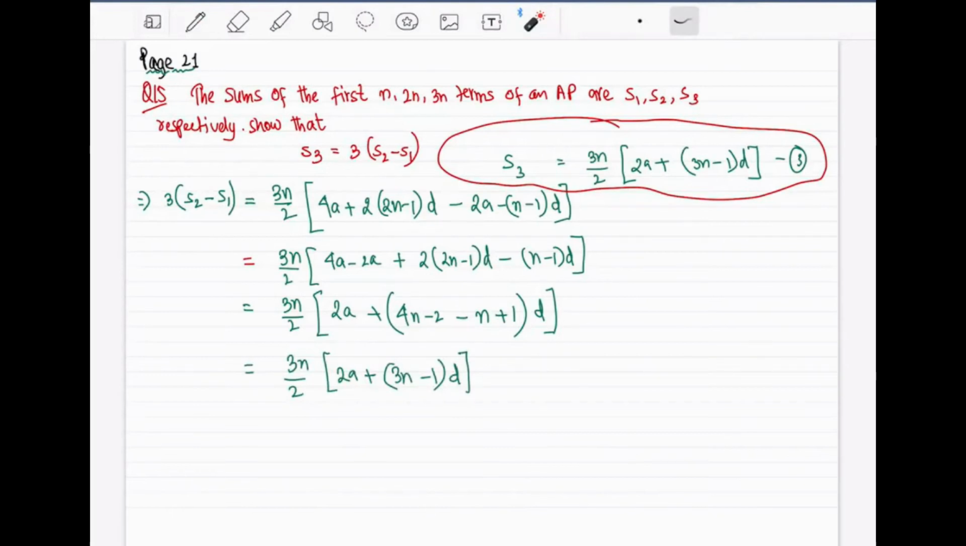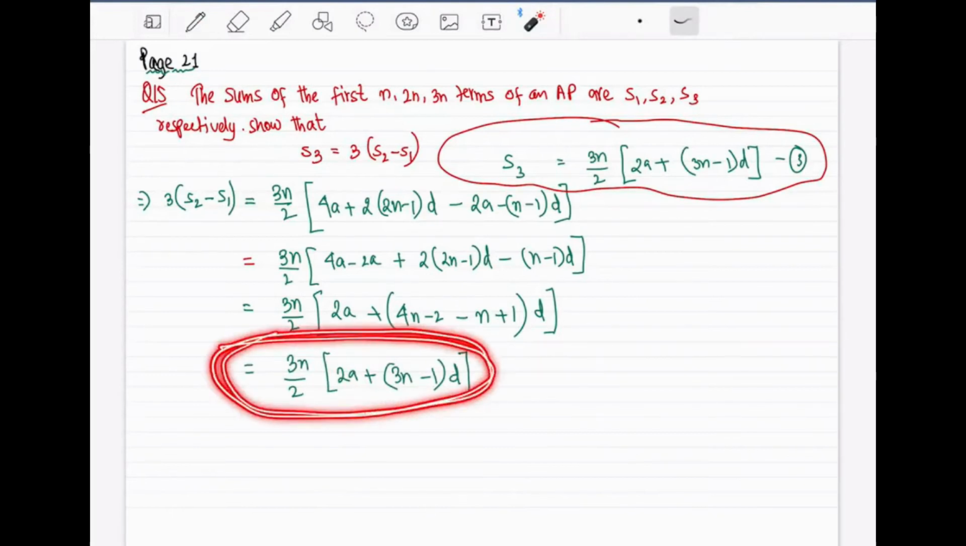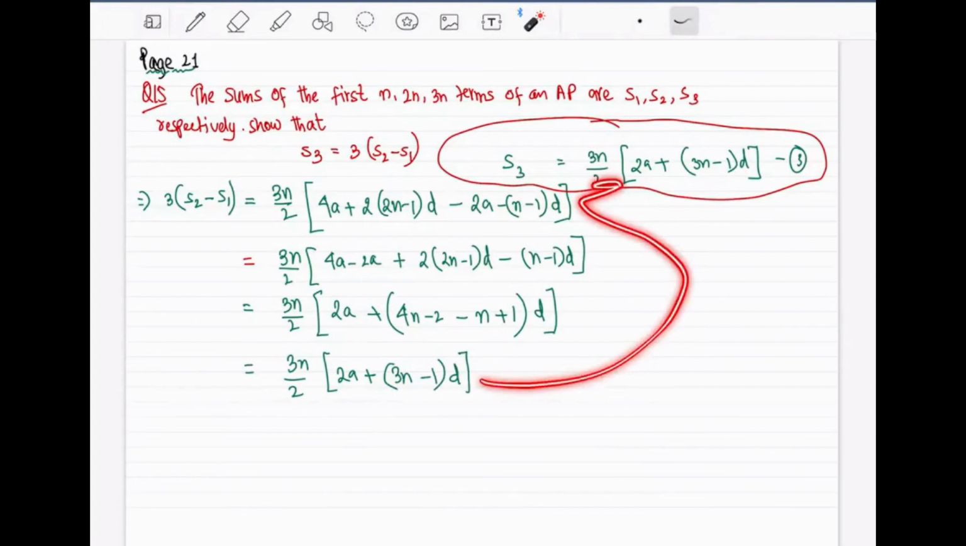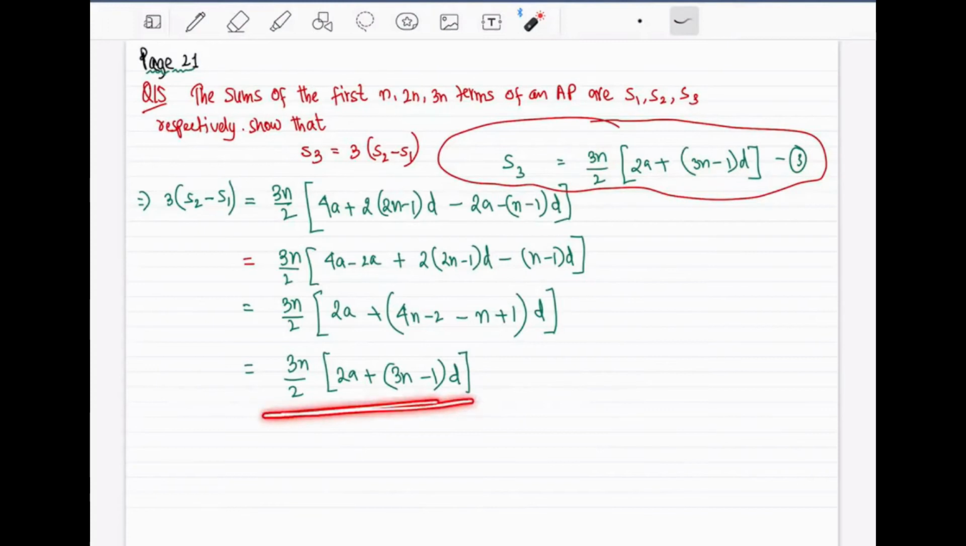So now let's look at this portion. This portion we have obtained by calculating this part right here, 3 into s2 minus s1. If you look here, the original expression for s3 that we put in equation number 3 was thrice n by 2, twice a plus thrice n minus 1 d. We are obtaining the exact same thing, right? So you can just write is equal to s3. S3 is in the left hand side, right? We calculated the right hand side and we are able to obtain the left hand side. That means left hand side is equal to right hand side. So we will say hence proved.